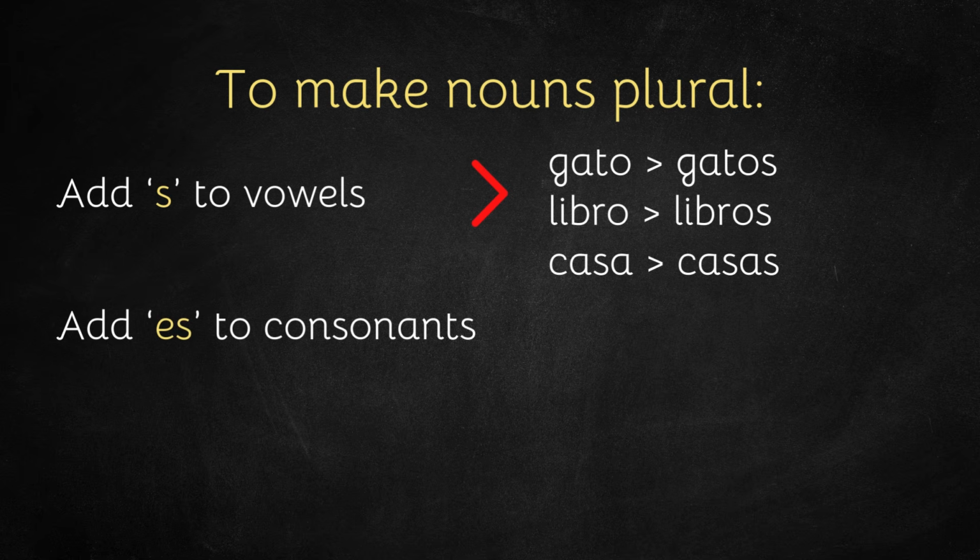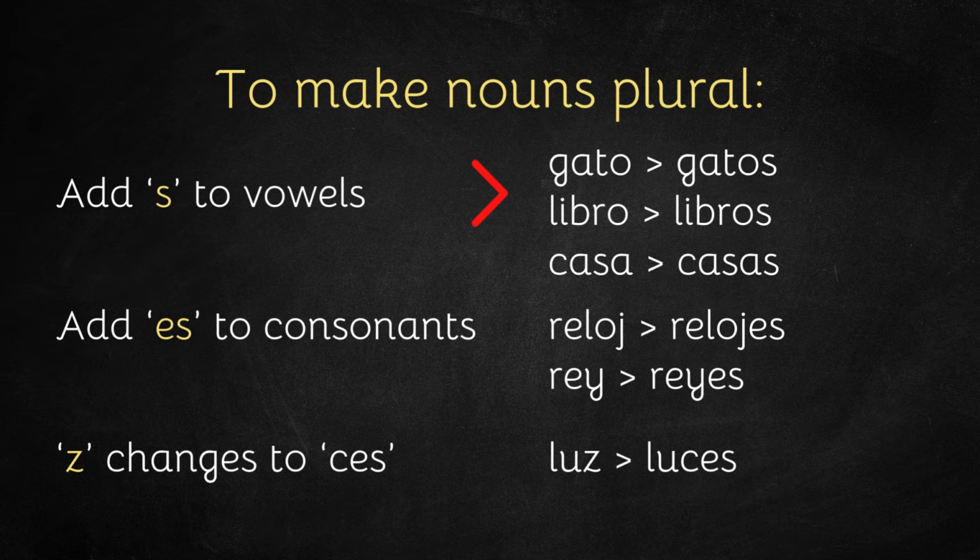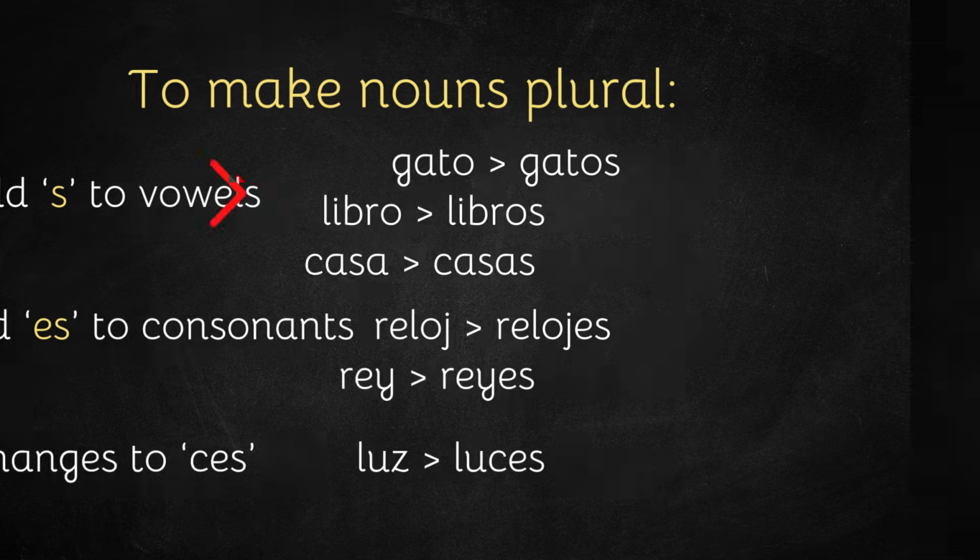If a noun ends in a consonant, we usually add ES at the end to make it plural. For example, reloj ends in the letter J. We add ES and it becomes relojes. Rey, king, becomes reyes. And if a noun ends with the letter Z, we change it to CES. For example, luz becomes luces, light and lights.